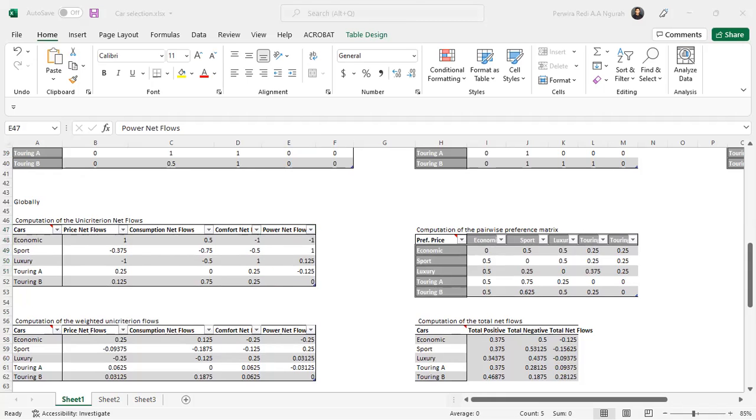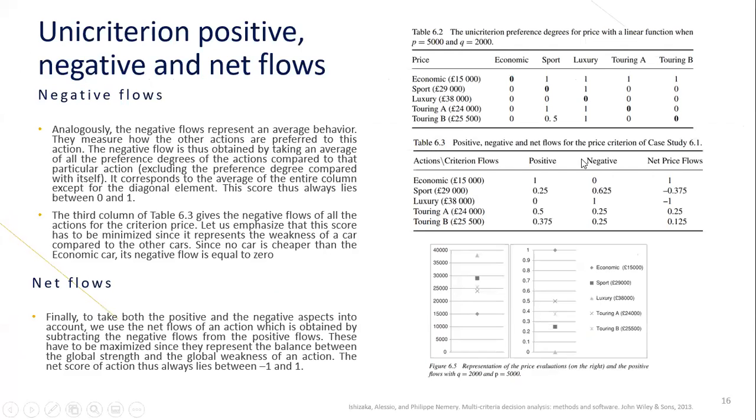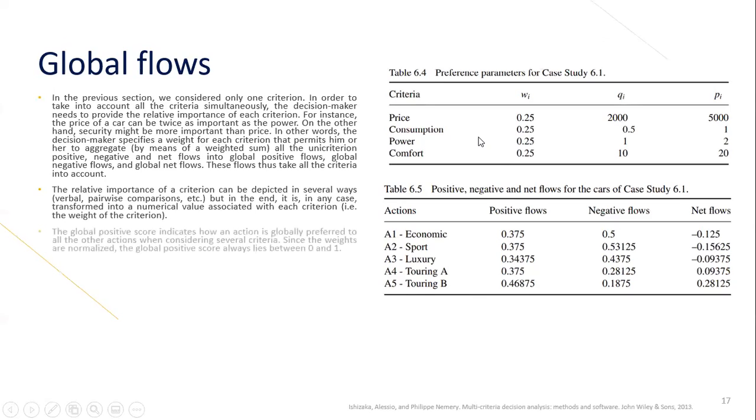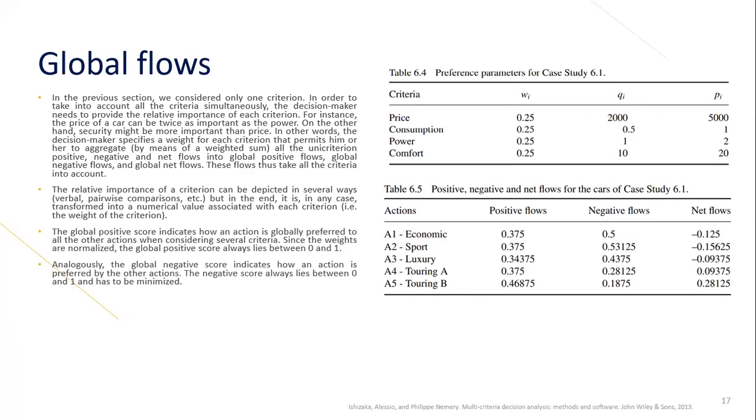Let me go back to here. After you calculate that, all of that is done separately for each criterion. Now you need to calculate the global flow, so you take the average of all of it. Okay.